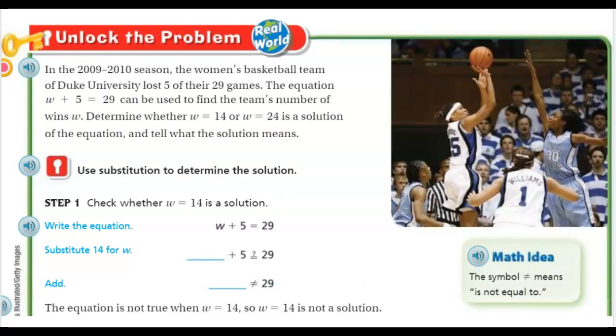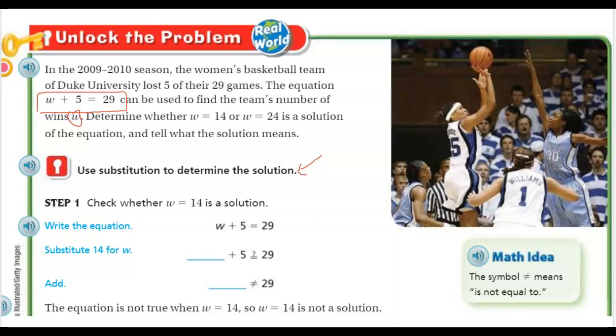Let's unlock the problem. In the 2009-2010 season, the women's basketball team of Duke University lost 5 of their 29 games. The equation W plus 5 equals 29 can be used to find the team's number of wins, W. Determine whether W equals 14 or W equals 24 is a solution of the equation, and tell what the solution means. We use substitution to determine the solution.